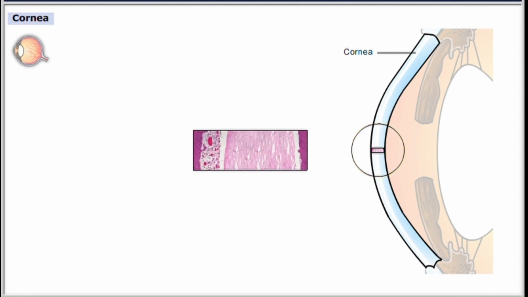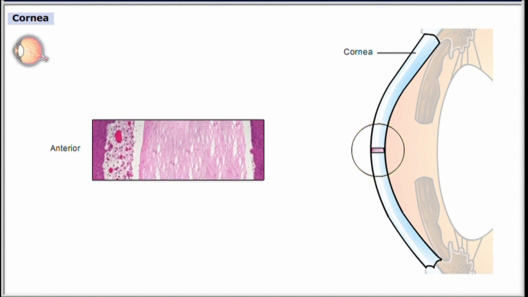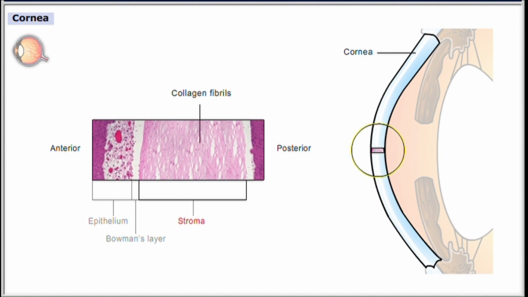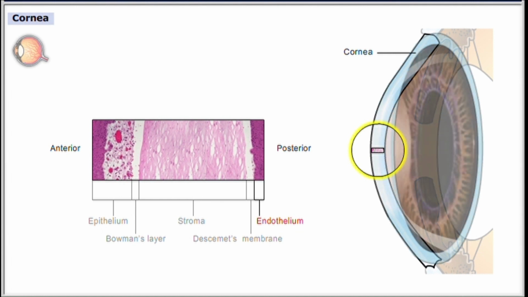The cornea is composed of 5 layers from anterior to posterior. These are the epithelium, made up of 5 layers of cells of ectodermal origin. Bowman's layer is an acellular thin layer of mesodermal origin. The stroma is regularly arranged collagen fibers continuous with the sclera, of mesodermal origin. Descemet's membrane is an acellular thin layer of mesodermal origin. The endothelium is a single layer of cells of mesodermal origin.